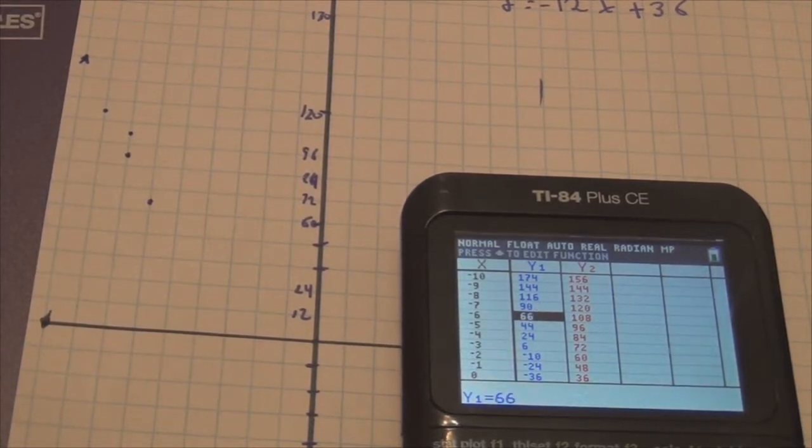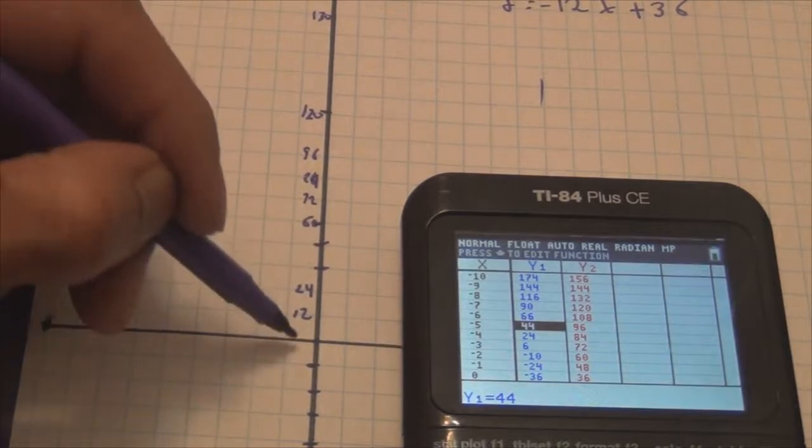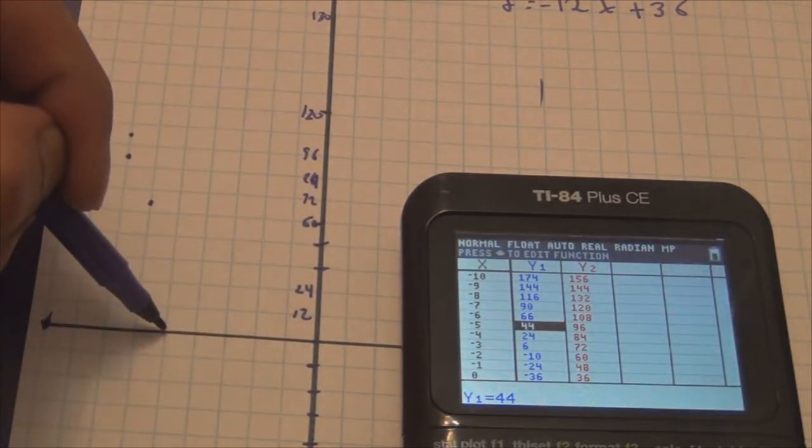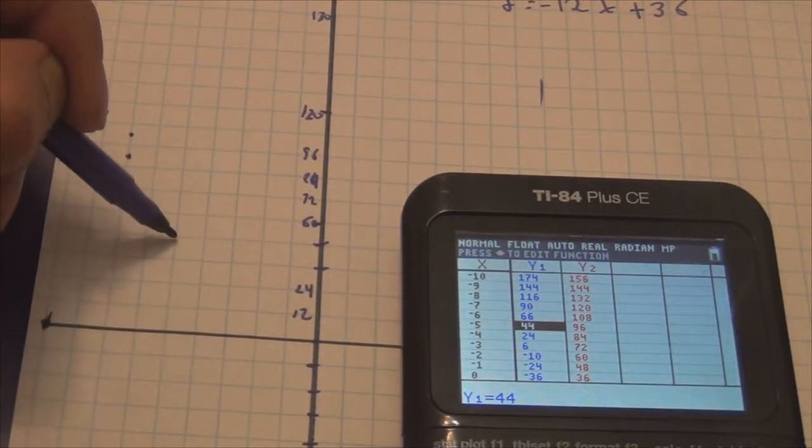All right. Let us move on to negative 5 comma 44. So negative 1, 2, 3, 4, 5 comma 44. 44 should be, this is 36.